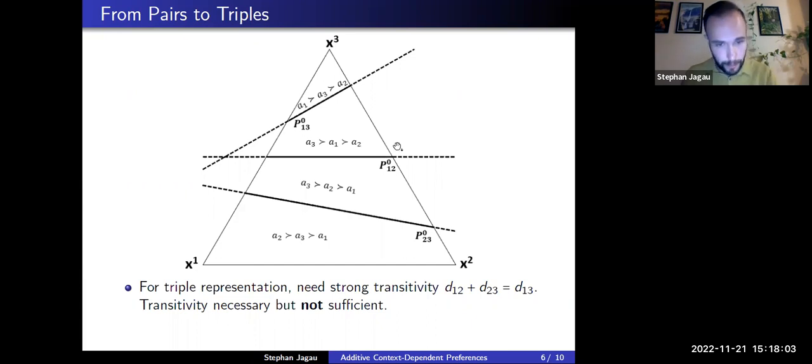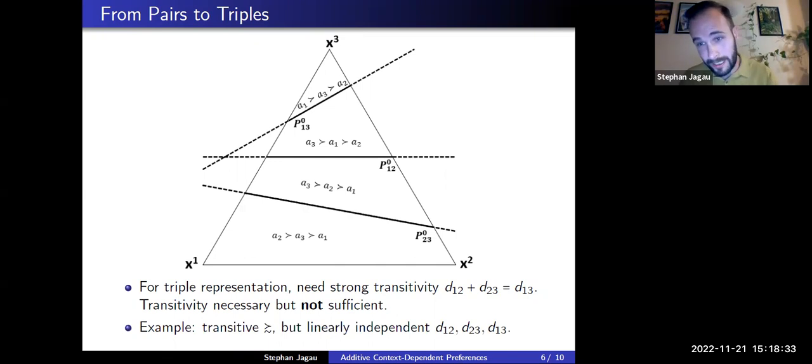Now, for a triple representation, we need that strong transitivity, as I already hinted. Now, the transitivity, raw transitivity, just on the local preferences, having transitive preference relations there, it's going to be necessary, but not sufficient. Here's a nice illustration of this. You see the preferences are completely transitive across the whole belief simplex. But in this case, we get a linearly independent triple of pairwise comparisons. So we're never going to be able to satisfy the strong transitivity condition here.